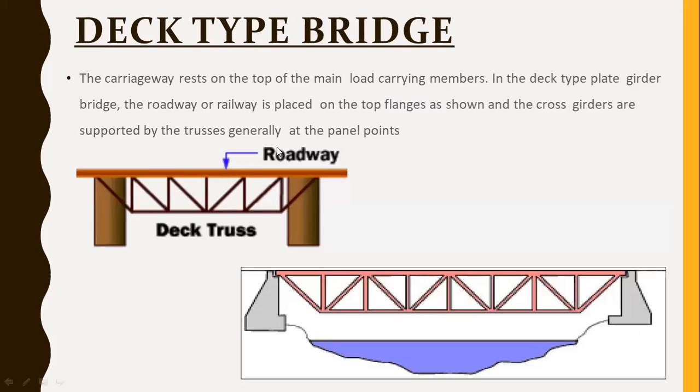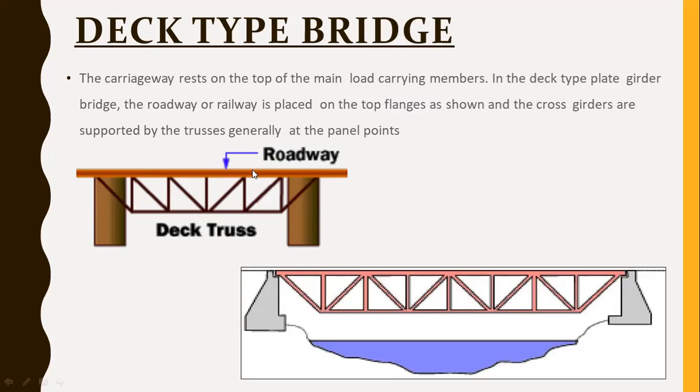Talking about the first one, which is the deck type bridge, the carriageway rests on the top of the main load carrying members. So in the deck type plate girder bridge, the roadway or railway is placed on the top flange as shown in the figure, and the cross girders are supported by the truss, generally at the panel points. As you can see in this figure, the floor system is raised on the top chord.